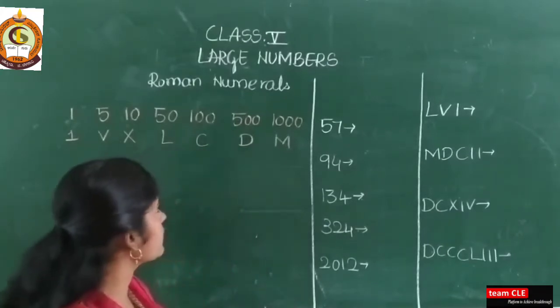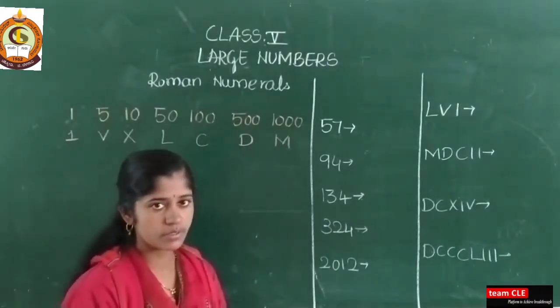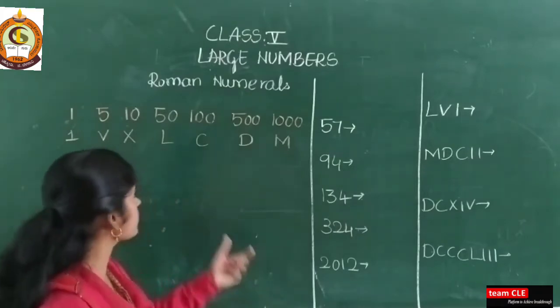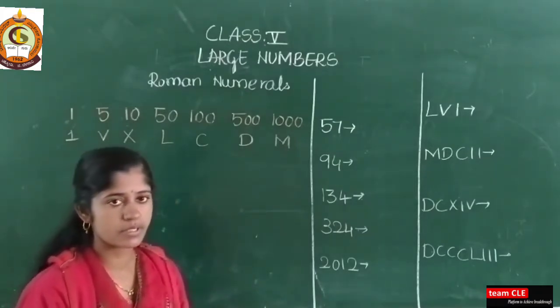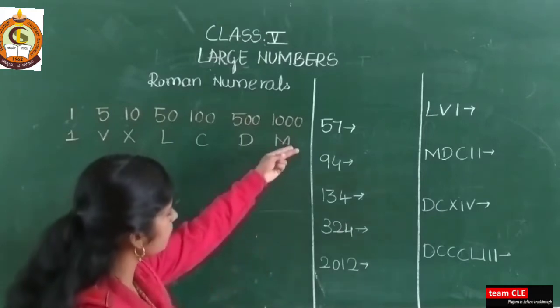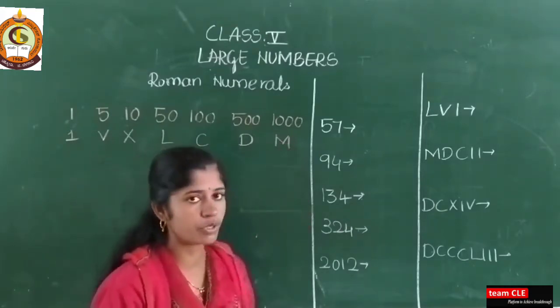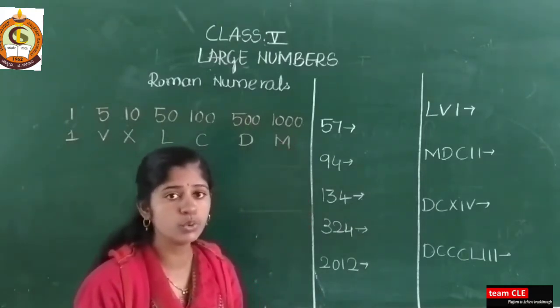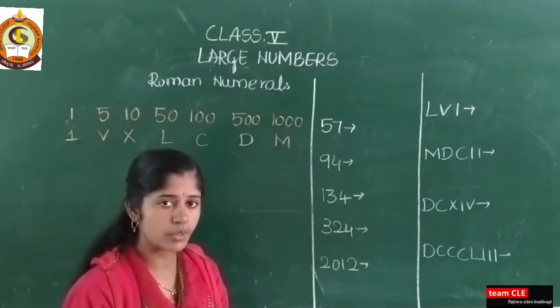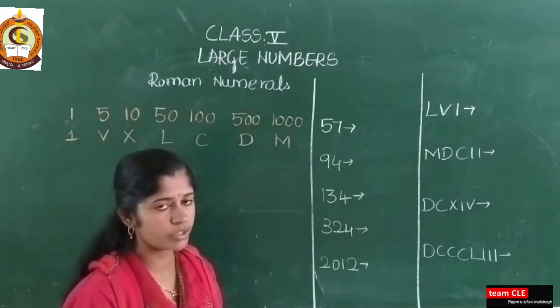Already you know we are discussing large numbers. In today's class we are going to discuss Roman numerals. See here, 57, 94, 134 are there, no? They are Hindu-Arabic numbers. But in today's class we are going to discuss Roman numerals.